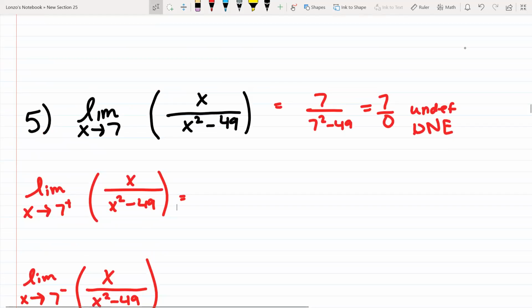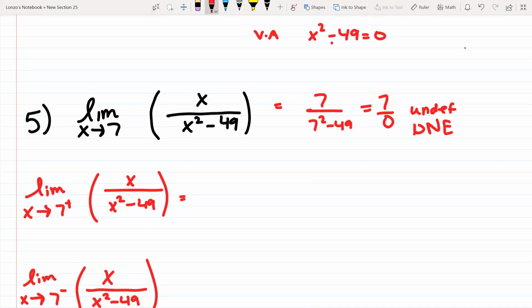So what do we know about this graph? If you FOIL the bottom, nothing cancels. So you don't have to worry about any holes, but let's find our vertical asymptote. You set the denominator to 0 and solve for x. So our denominator is x squared minus 49. Set it to 0, solve for x. So add 49. And then when you take the square root, you're going to get two vertical asymptotes at 7 and negative 7, right? Because when you take the square root of 49, you get two answers. And then what's our horizontal asymptote? It's going to be y equals 0 because it's bottom heavy.